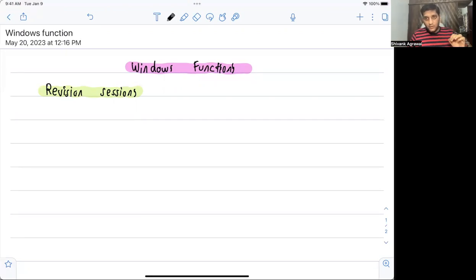Now, the most important topic in SQL is called Windows function. One of my instructors gave a very interesting analogy for this, and I want to call it out, though it's in Hindi, so please bear with me.